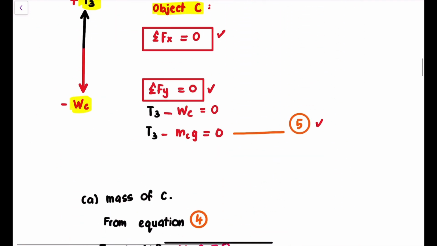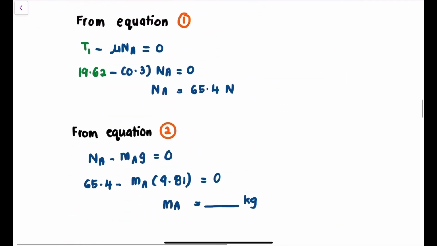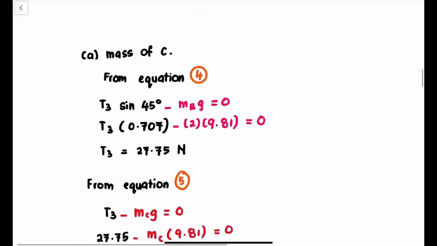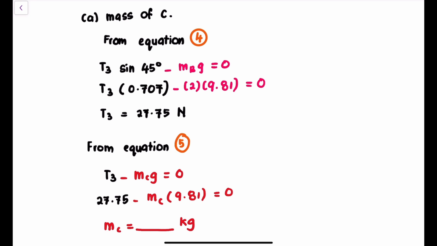Now look at the first equation. Okay, look at the first question. We want to determine the mass of C. So we can use equation number 4. So just rewrite T3 sin 45 minus MBG equal to 0. And then from here, we can determine the value of T3. After that, when we use the equation 5, and then we can determine the value of object C.